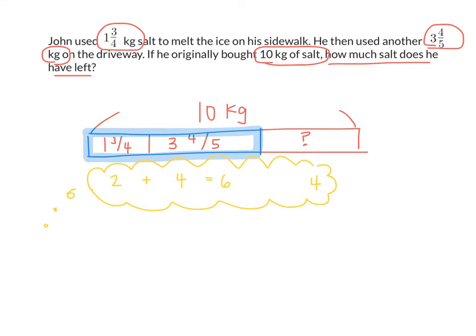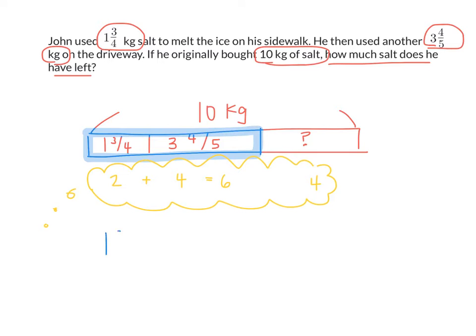So we know that when we add 1 3/4 and 3 4/5, we should get something pretty close to 6. Should we get 6, something less than 6, or something more than 6? Less than 6. Yeah, because I'm not quite adding 2 and I'm not quite adding 4. I'm adding just shy of both of those. So I'm going to end up with something just shy of 6, okay? Let's do the math and see if that is really what we get.